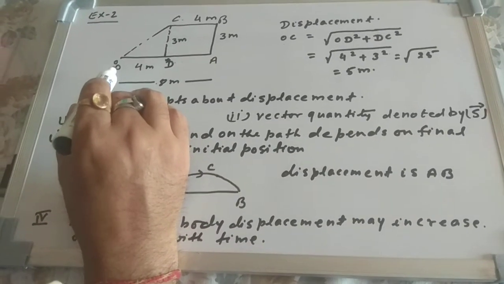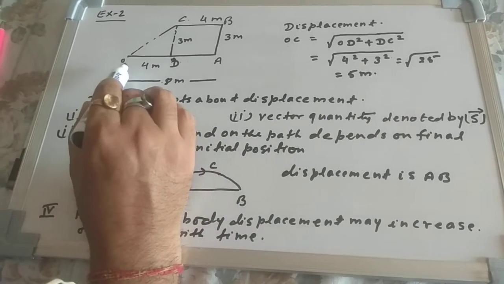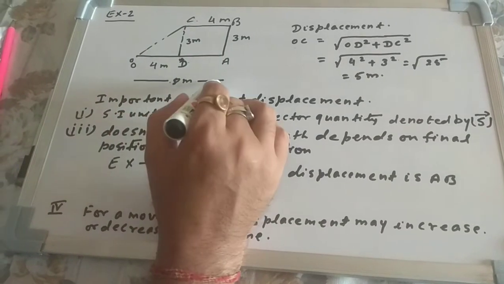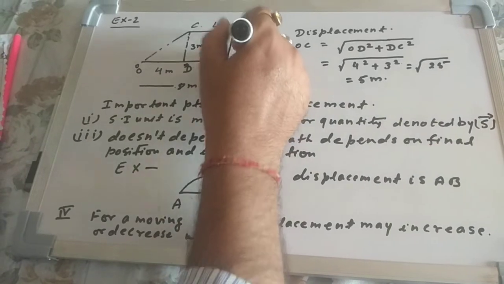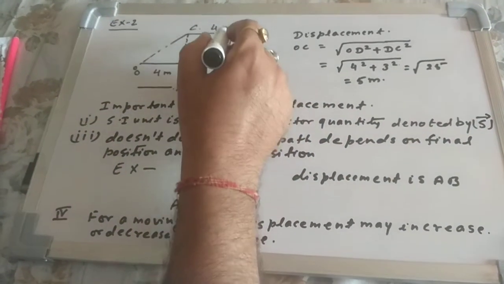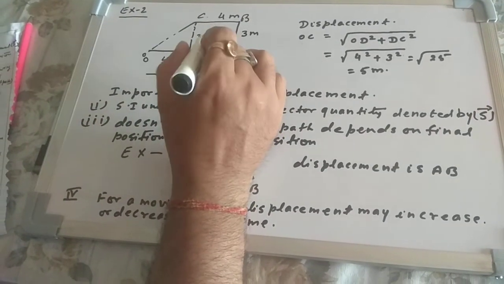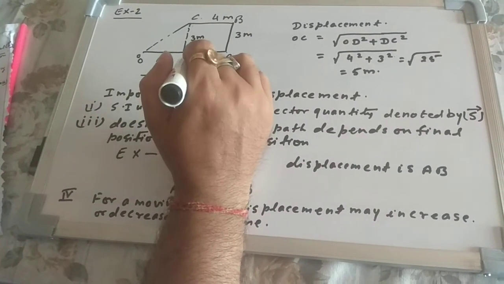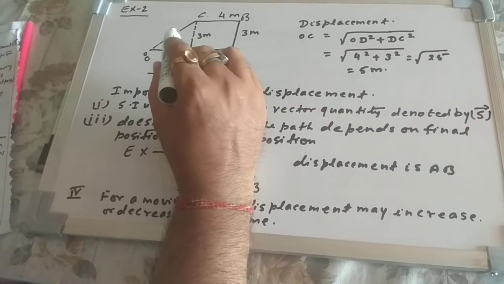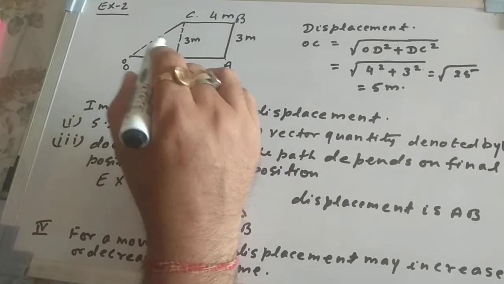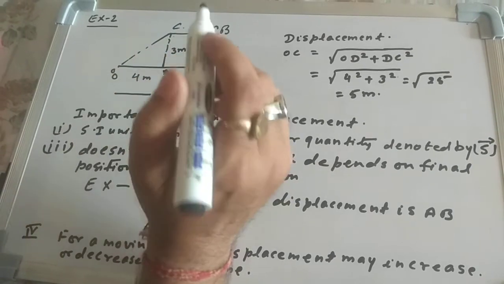Now come to another example. A boy starts from position O to A, that is 8 meter. Again he moves left and moves to point B, that is 3 meter. Again he moves left and moves to point C, that is 4 meter. We have to find that displacement. I told that displacement is the shortest path between the final and initial position. Therefore I have joined O to C. O to C is the displacement.